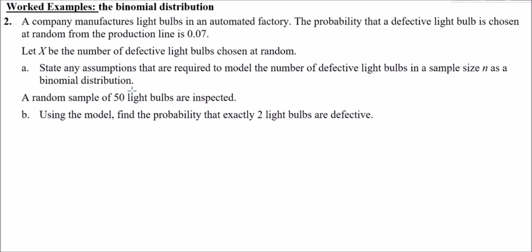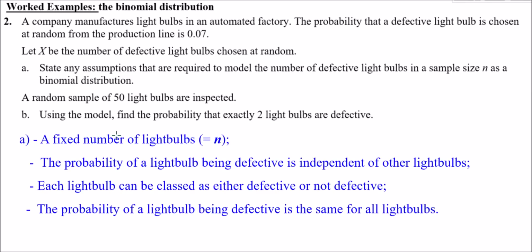So what you'd need is any 3 from the following. So you need a fixed number of light bulbs, which is n. The probability of a light bulb being defective has to be independent of the other light bulbs being defective or not. Each light bulb can be classed as either defective or not defective, so it's a case of being one or the other, hence it's binomial. And finally, the probability of a light bulb being defective has to be the same for all light bulbs. So now we can do part B, once we've got that boring stuff out of the way, if I can dare say so as a maths teacher.